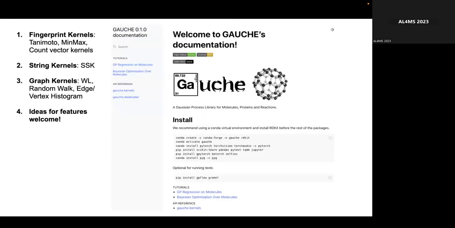We really wanted to have this chemistry-specific Gaussian process library. If you look at Gauche, currently it's built on top of PyTorch, and there are lots of fingerprint kernels that work well with molecular fingerprints, like the Tanimoto kernel, which is very popular. You have string kernels that could work on top of SMILES, and also graph kernels that are built for molecular graphs.